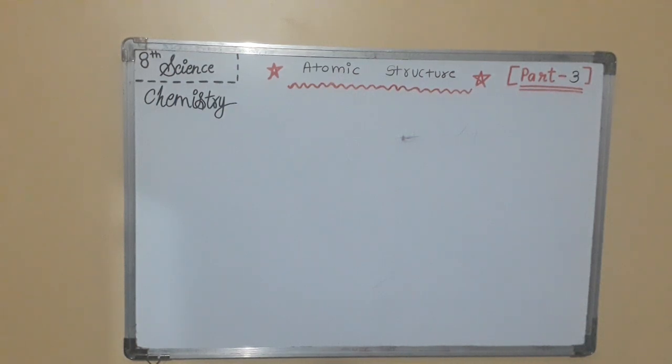Fifth, combination of atoms. Atoms of different elements combine in a simple whole number ratio to form compound atoms. Atoms of some elements can be combined in more than one ratio to form more than one compound. Sixth, role of atom in a chemical reaction. Atom is the smallest particle of matter that takes part in a chemical reaction.